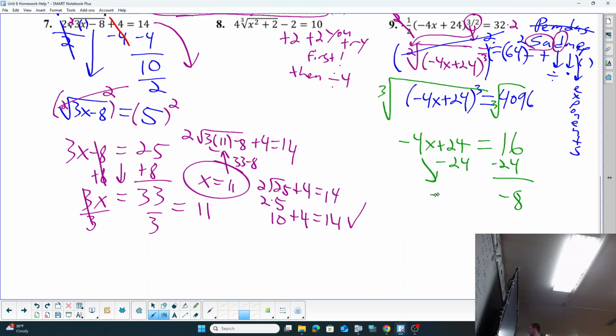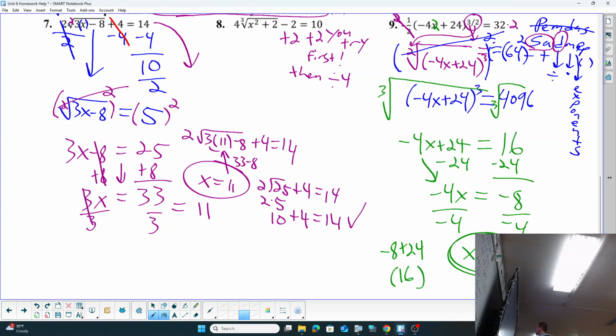Bring down the negative 4x. Good, good, good. And then divide by negative 4. So we get x equals 2. X equals 2. So then we plug it in and see if it works. 2 times negative 4 is negative 8. And then negative 8 plus 24 is 16.